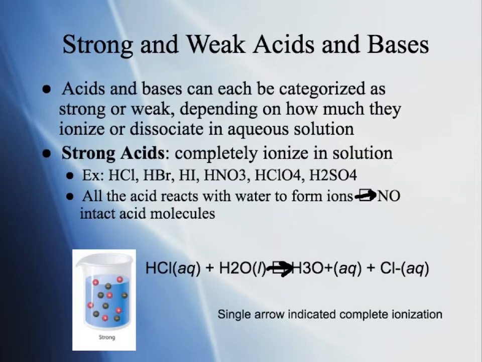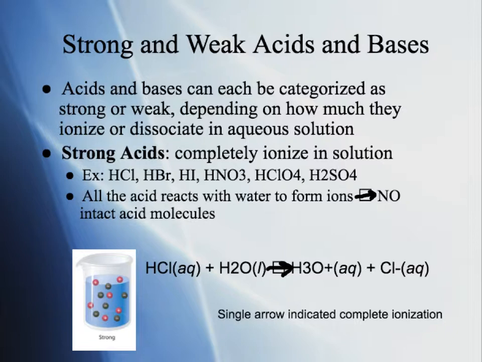Alright, so last time we talked about acids and bases and their characteristics, properties, and definitions, with the Bronsted-Lowry versus the Arrhenius definitions and different examples. Today we're going to talk about strong acids and bases versus weak acids and bases.